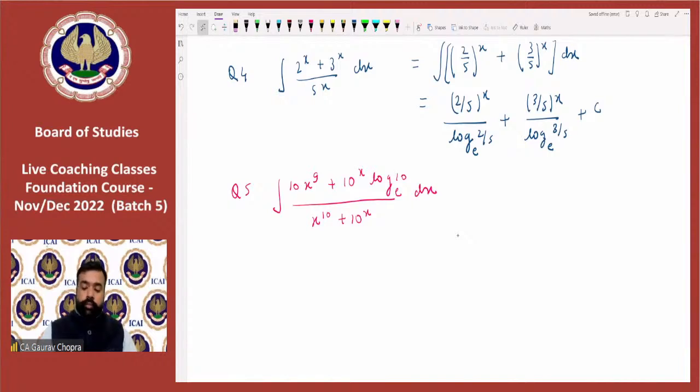Now the fifth one. In the fifth one, we can apply the shortcut formula, which we have discussed today in the first 5 minutes. That is, if the differentiation of the denominator is available in the numerator, then we can apply the shortcut. So the answer will be log of x to the power of 10 plus 10 to the power of x plus c. This will be the answer. All right.